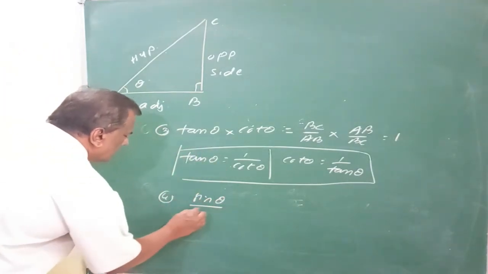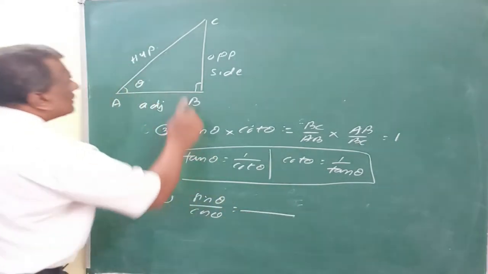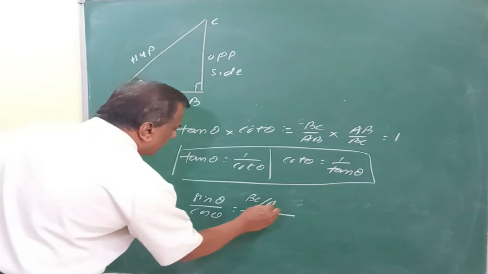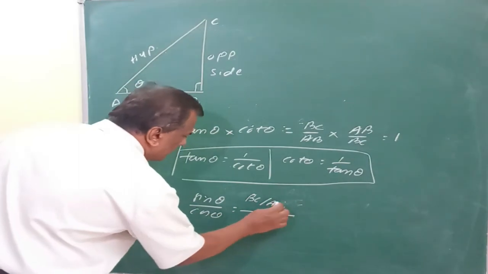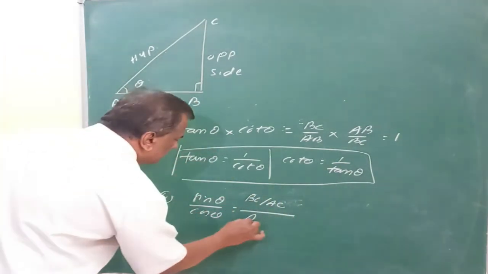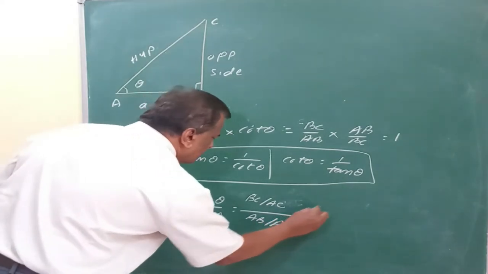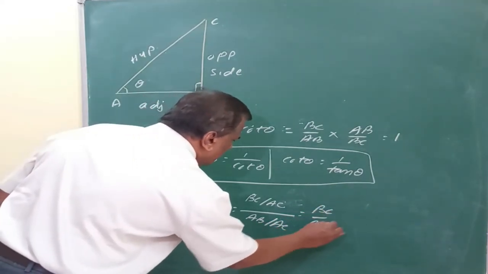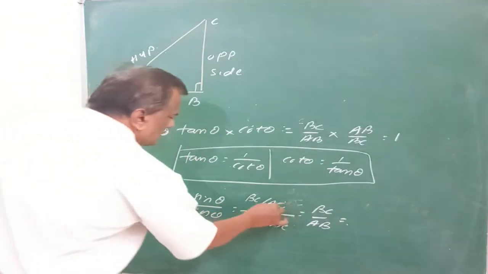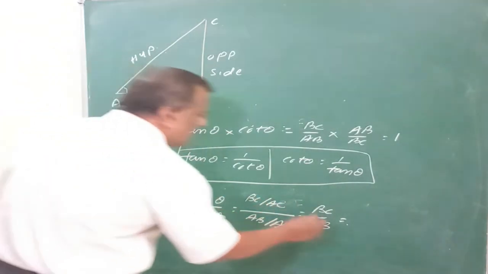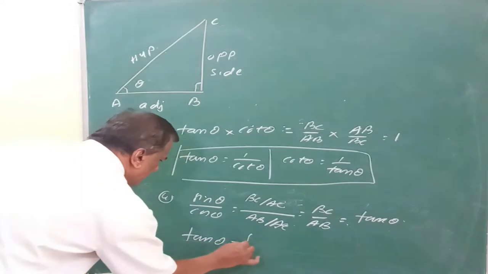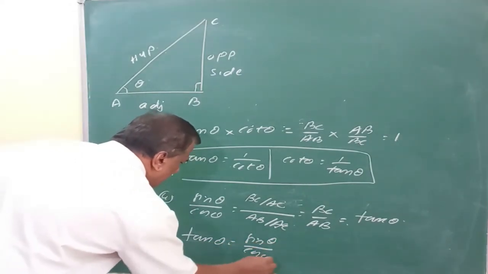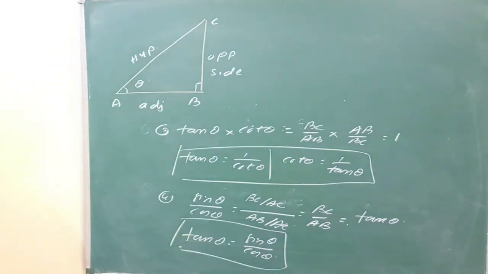If you take sine theta upon cos theta, sine theta is BC upon AC, and cos theta is AB upon AC. So this is nothing but BC upon AB. AC, AC gets cancelled. BC upon AB is nothing but tan theta. Please remember this. So tan theta is equal to sine theta upon cos theta. And cot theta is equal to cos theta upon sine theta.